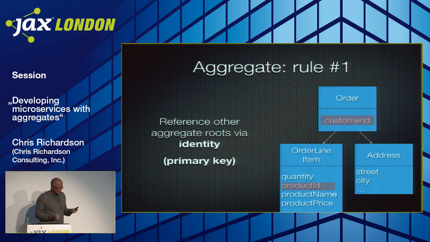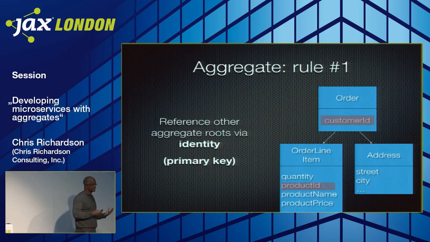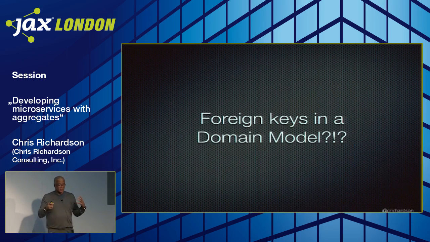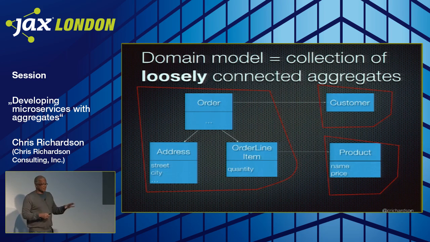What's really interesting about this is that it runs counter to the traditional object-oriented design guidelines. If you go back and look at a classic book on object-oriented design, it says you should not have foreign keys in your domain model, right? That's a design smell. But it turns out that this restriction on how you design your aggregates is incredibly useful, because it means that your domain model is now a collection of aggregates that have very loose connections between them.